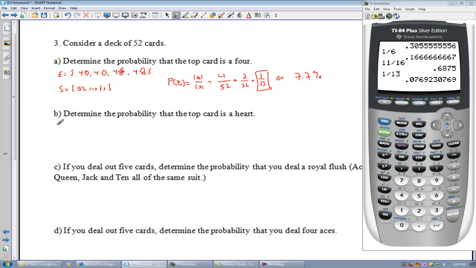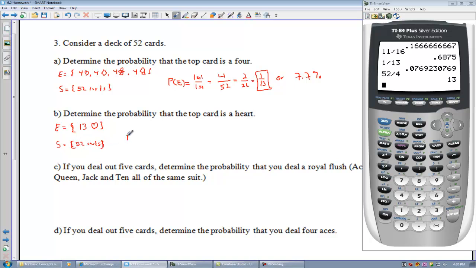Next, determine the probability that the top card is a heart. Now my event space is all the heart cards. If you think about this, there's 52 cards in a deck, and there are 4 suits. So you take 52 divided by 4, and you'll see there's 13 hearts. I don't want to list all of them. And my sample space is still the set of all 52 cards.